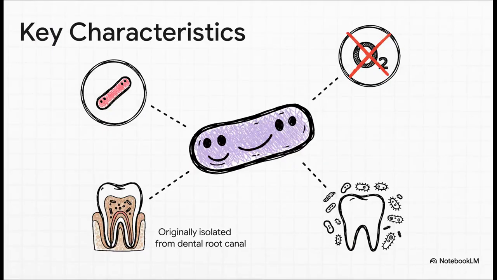So what are its key features? Well, it's a gram-negative coccobacillus. It absolutely requires an environment without oxygen. It's an obligate anaerobe. And it's probably most famous for being a team player in those complex, messy, polymicrobial infections we see in the mouth, things like periodontitis and dental abscesses.